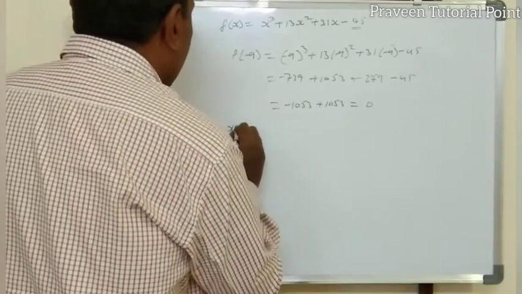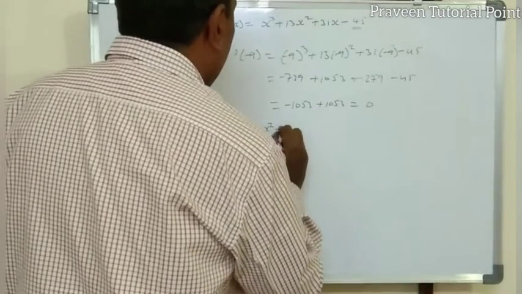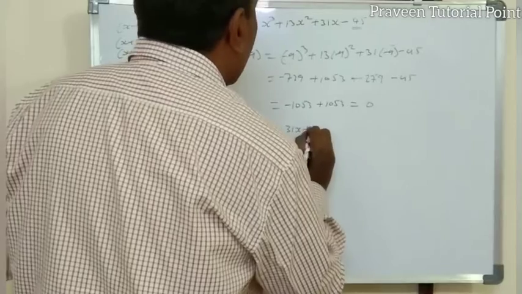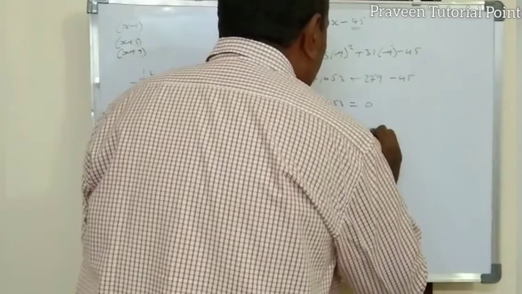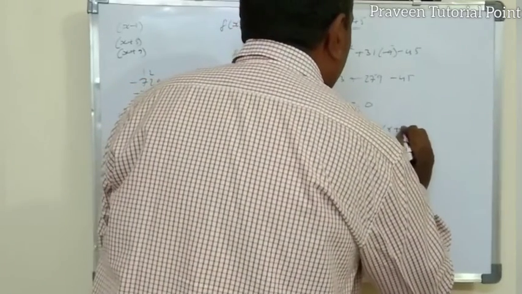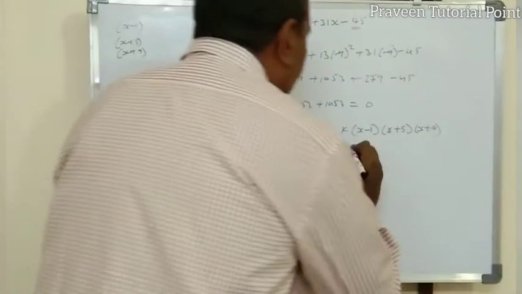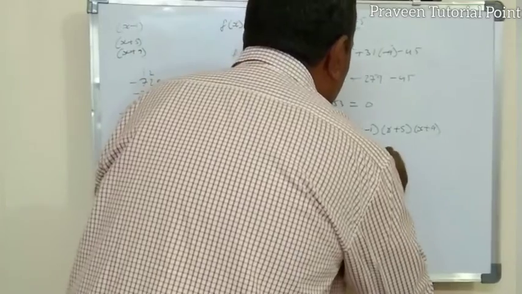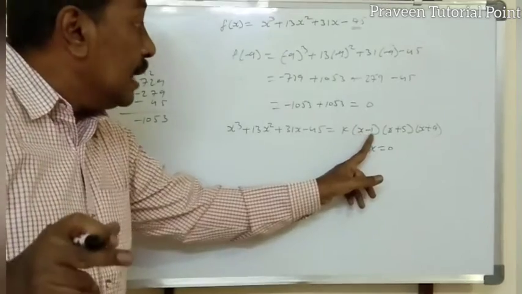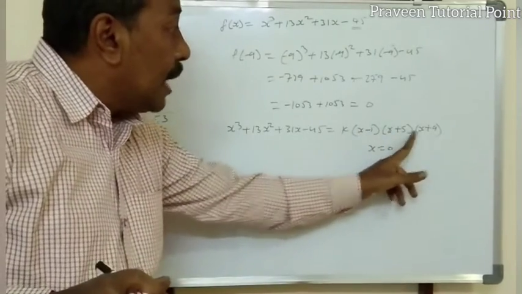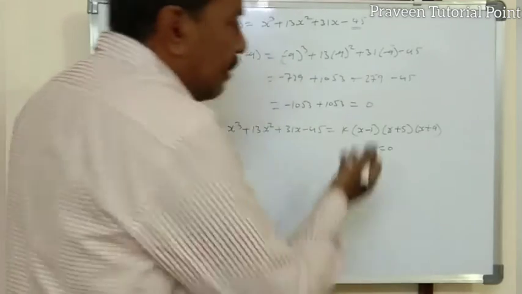So here we can write x cube plus 13x squared plus 31x minus 45 is equal to k into the factors: (x minus 1), (x plus 5), (x plus 9). Now how to find the value of k? Just substitute any value in place of x other than 1, minus 5, minus 9. So we can take x is equal to 0, or any value other than those values.